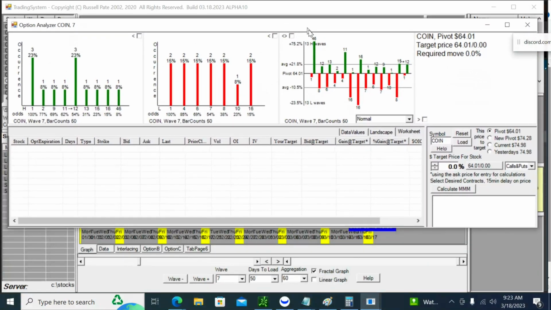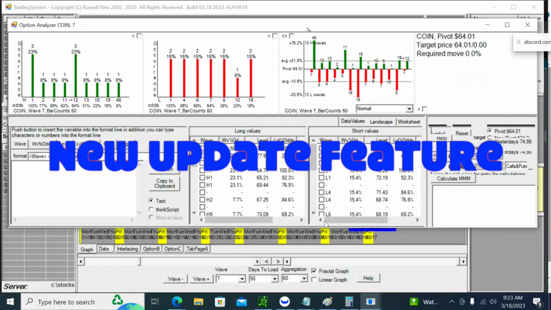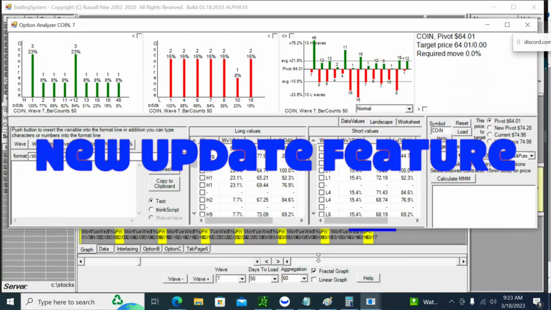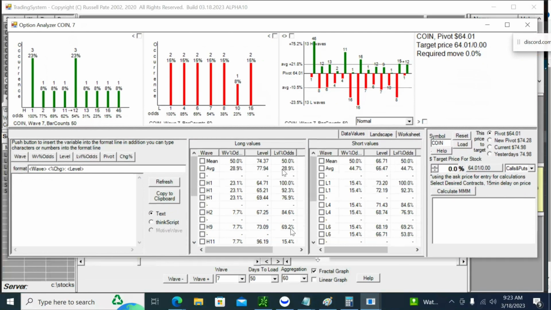With Aaron and myself, we've been doing this one thing in here called data values. This will be new, so this will be in the update. What this does is give percent odds at every level for every wave pattern, for every high and low.